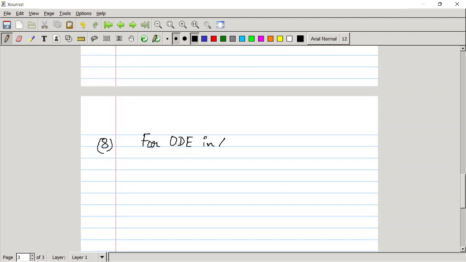For the ODE in X, what we got? We got X double prime minus lambda X. Lambda is a constant. For which value of lambda we get a non-zero solution, then lambda is called eigenvalue and the solution is called eigenfunction. For which value of lambda we get a non-zero solution, for that value lambda is called eigenvalue and the function is called eigenfunction.